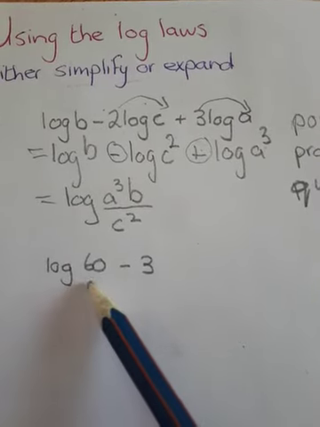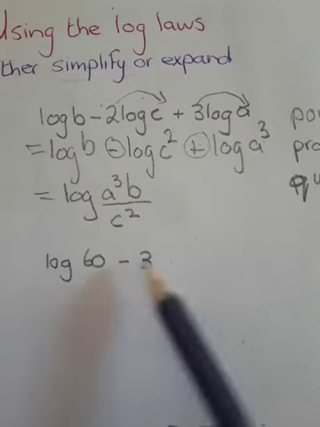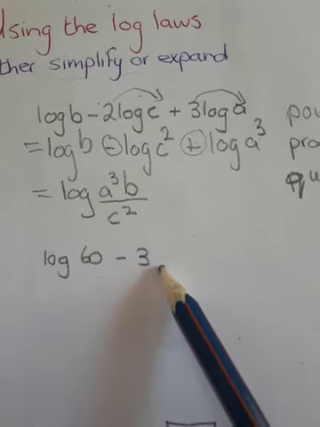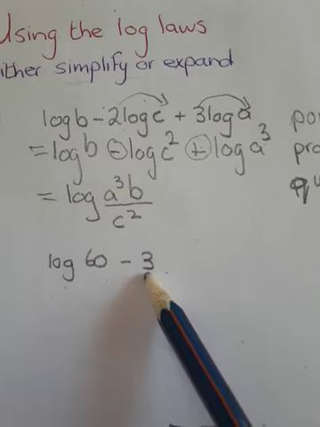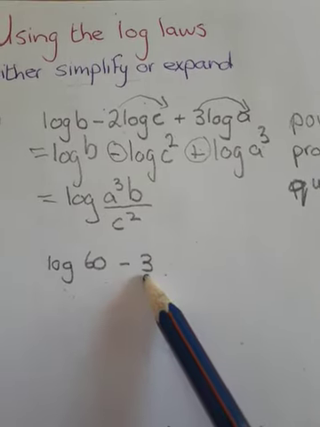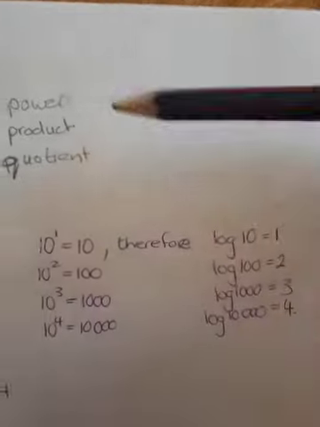Right, in the next example, log 60 minus 3. So now we have a log and a whole number. We cannot work with that. We must either make them both numbers or we must make them both logs. Now, for your basic numbers, you need to know the following.